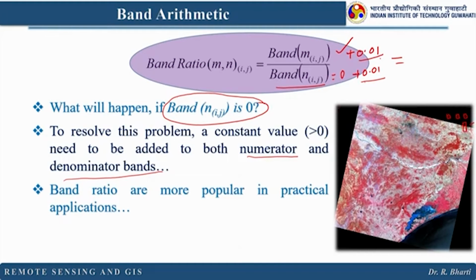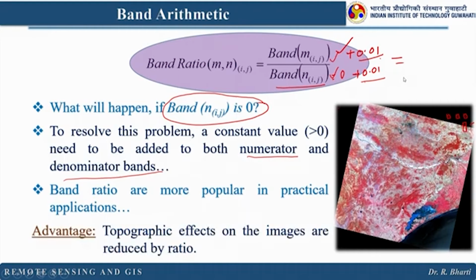Why? Because here you are dividing band 1 and band 2, or maybe band 1 and band 5, captured by the same sensor at the same time. So what will happen? All the errors introduced by your atmosphere and topography will be removed. So that is the advantage with band arithmetic and especially with the band ratio. Topographic effect on the images is reduced by ratio. This is the best advantage of applying this band ratio over your image to enhance your target, right?